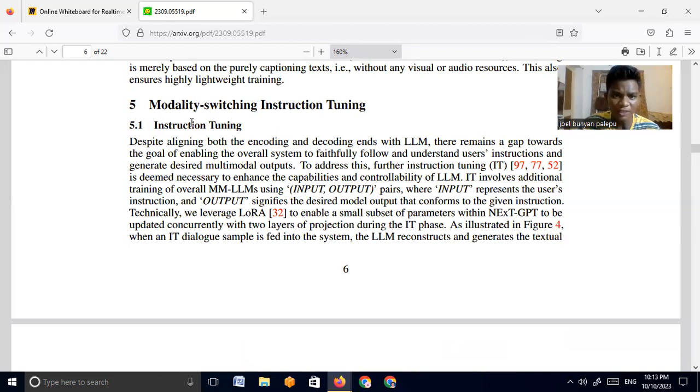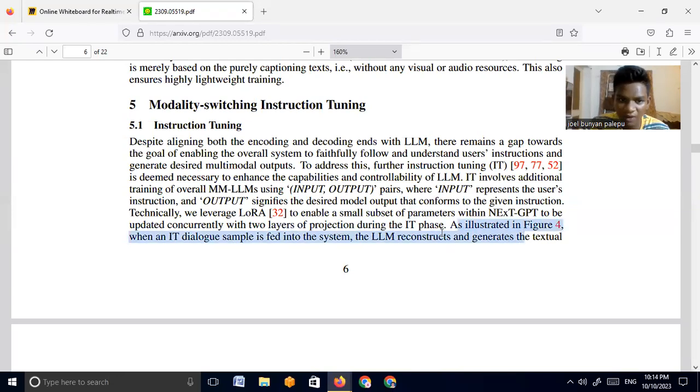All right. So, instruction tuning. Despite aligning both the encoding and decoding ends with the LLM, there remains a gap towards the goal of enabling the overall system to faithfully follow and understand users' instructions and generate desired multimodal outputs. To address this, further instruction tuning (IT) is deemed necessary to enhance the capabilities and controllability of the LLM. IT involves additional training of the overall LLM using input-output pairs, where input represents the user's instruction and output signifies the desired model output that conforms to the given instruction. Technically, we leverage LoRA, low rank, I think, or something. We will also read into that in just a minute, to enable a small subset of parameters within NExT-GPT to be updated concurrently with two layers of projection during the IT phase, right?